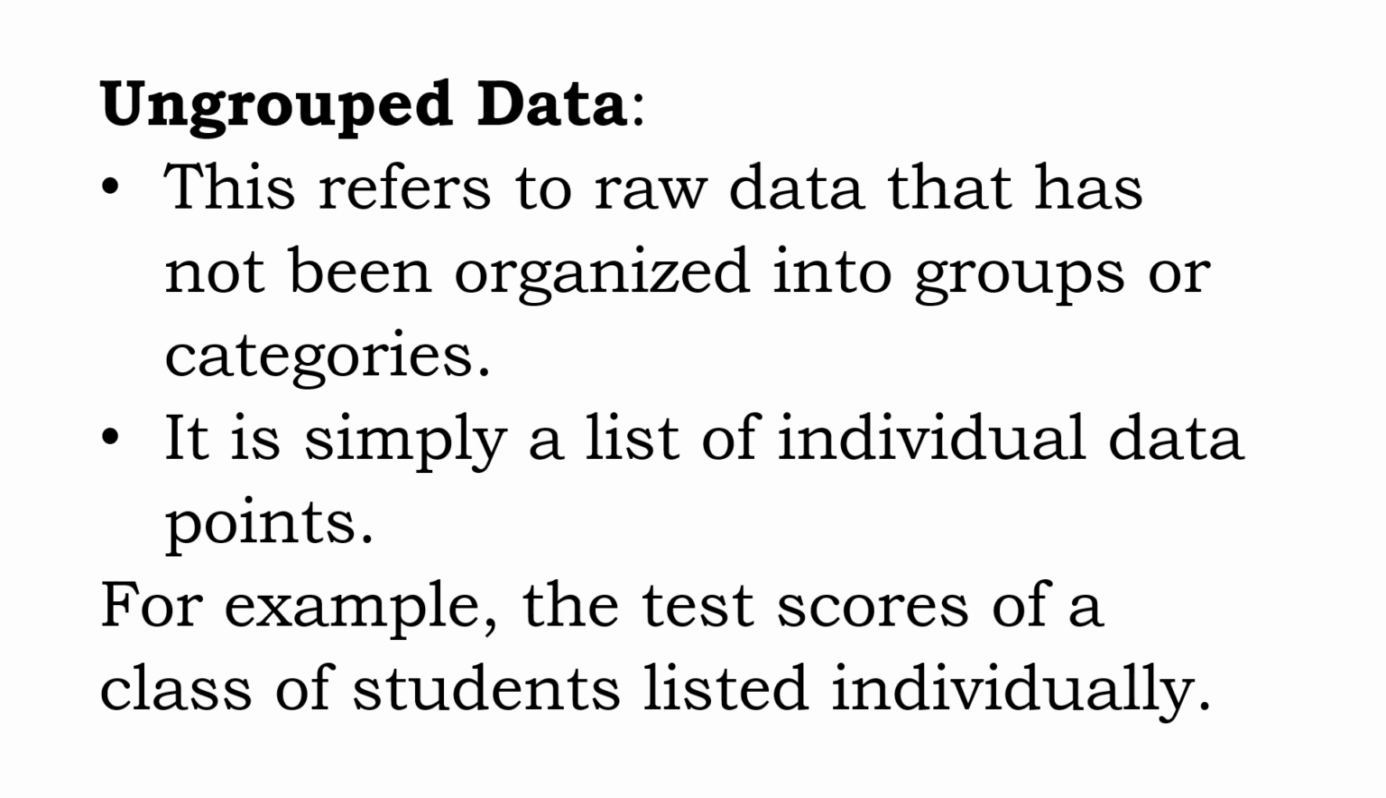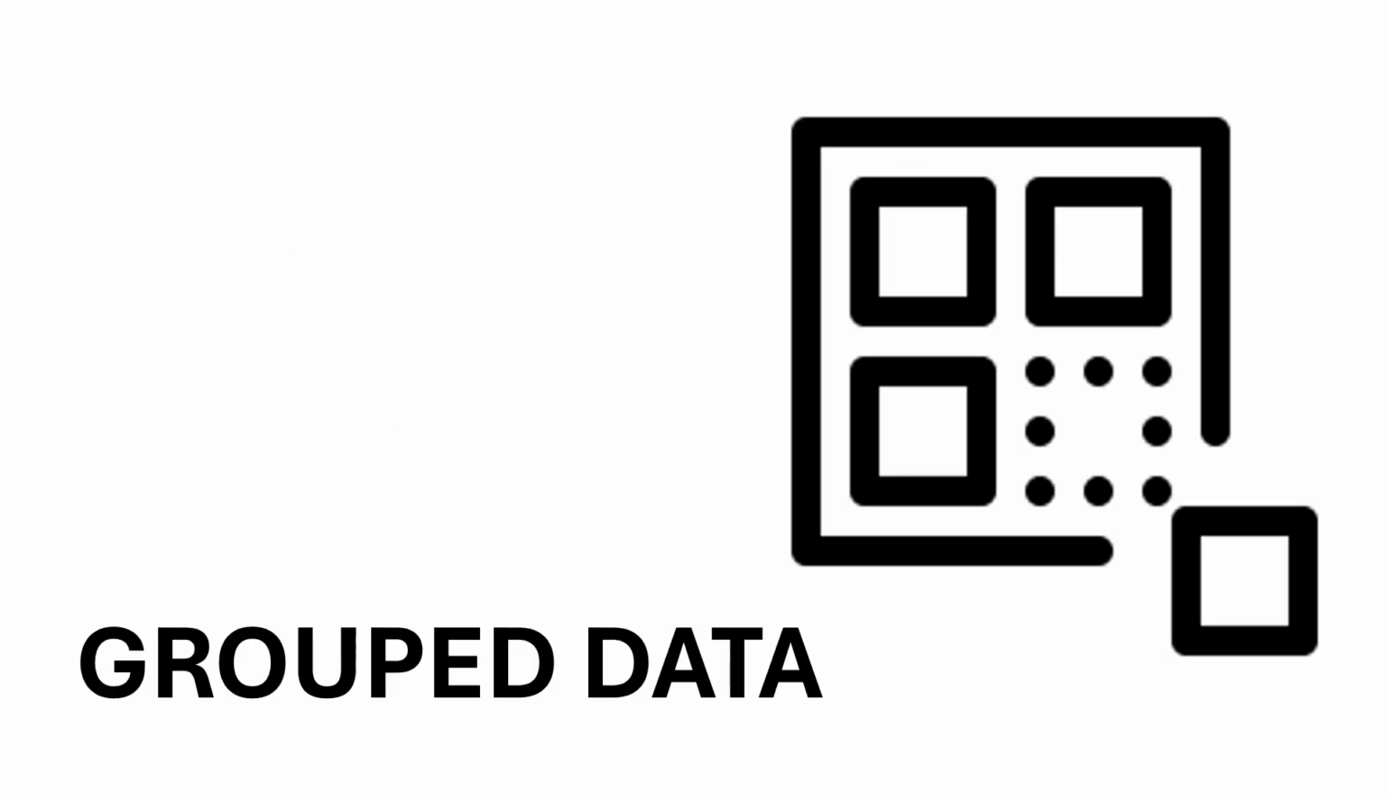Ungrouped data refers to raw data that has not been organized into groups or categories. It is simply a list of individual data points. For example, the test scores of a class of students listed individually.